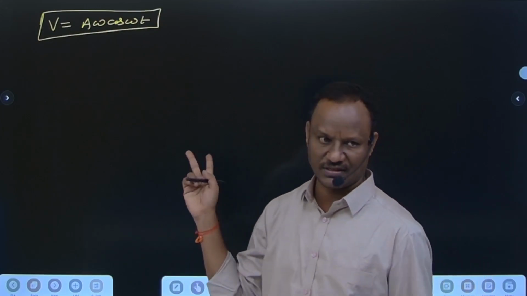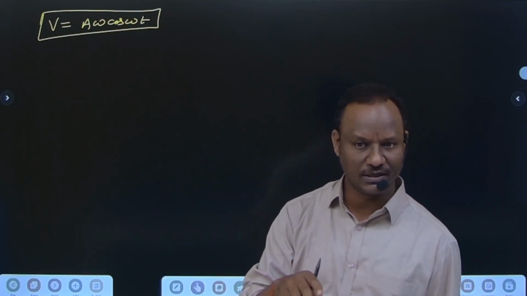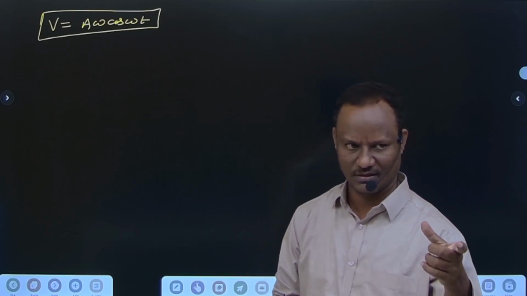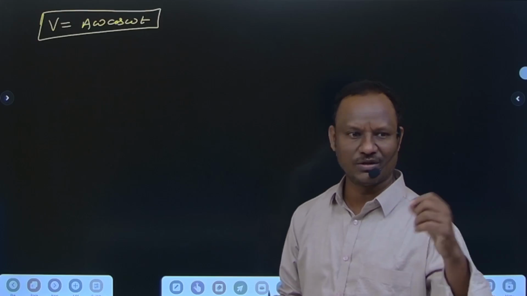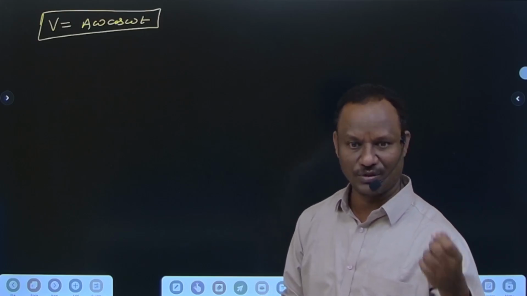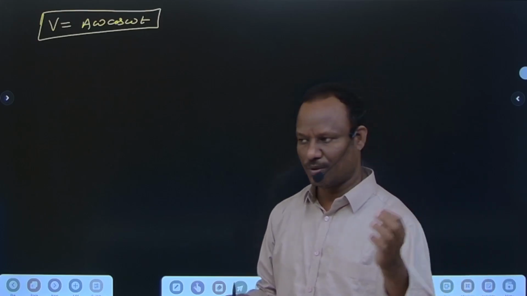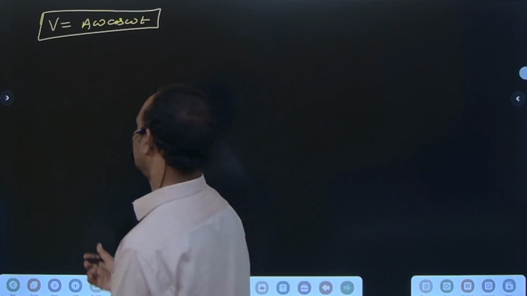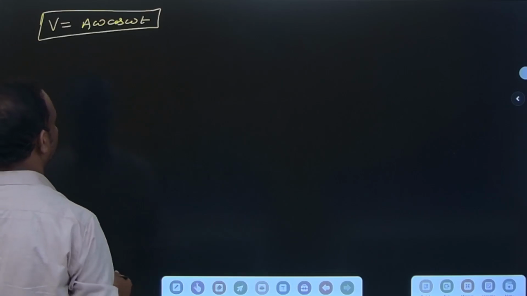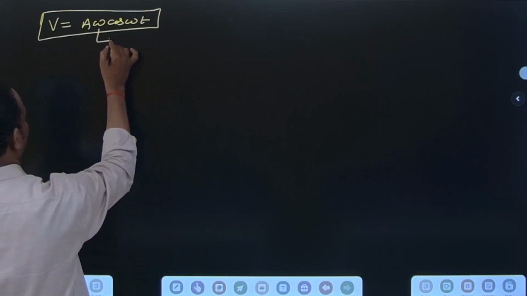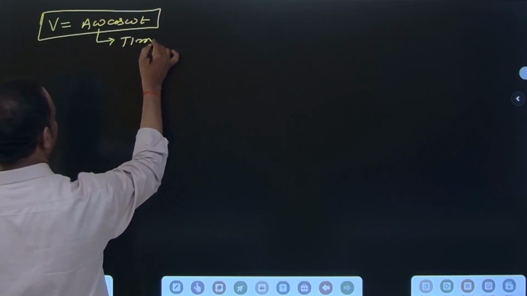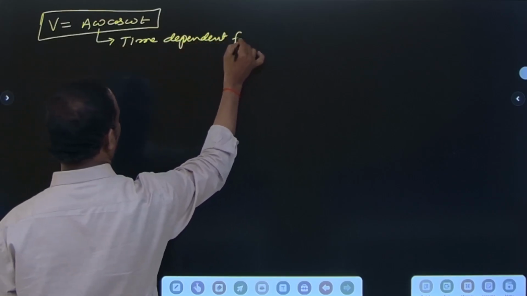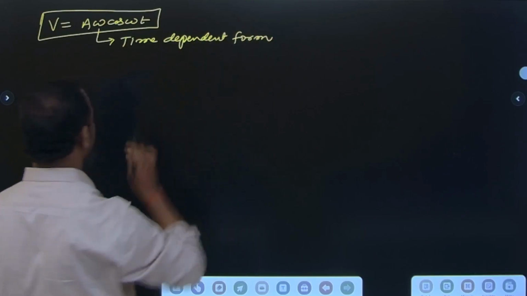Earlier also we said for the displacement, position dependent, at x equal to a by 2, what is the time taken? X equal to a by 2. At t equal to 0.5, where is the position? Position dependent, time dependent. Two types of questions we will be asking. So V equal to A omega cos omega t is called what? Time dependent form of velocity.